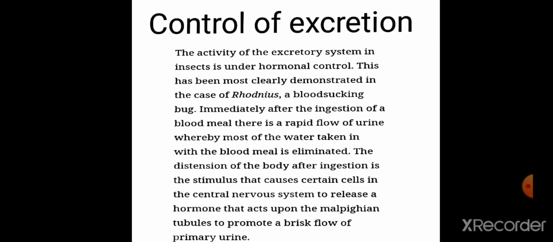Control of excretion. The activity of the excretory system in insects is under hormonal control. This has been most clearly demonstrated in the case of Rhodnius, a blood-sucking bug. Immediately after the ingestion of a blood meal, there is a rapid flow of urine whereby most of the water taken in with the blood meal is eliminated. The distension of the body after ingestion is the stimulus that causes certain cells in the central nervous system to release a hormone that acts upon the Malpighian tubules to promote a brisk flow of primary urine.